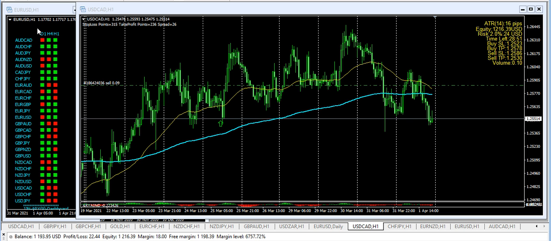So if you look at my dashboard at the moment, presently, I would be selling that pair, the Aussie dollar, New Zealand dollar. I would be buying the euro Swiss franc here. Okay, I would be buying the GBP CAD, and I would be buying the GBP NZD, and I would be selling the NZD CAD, and that's it. Now let me show you a trade I placed this morning.